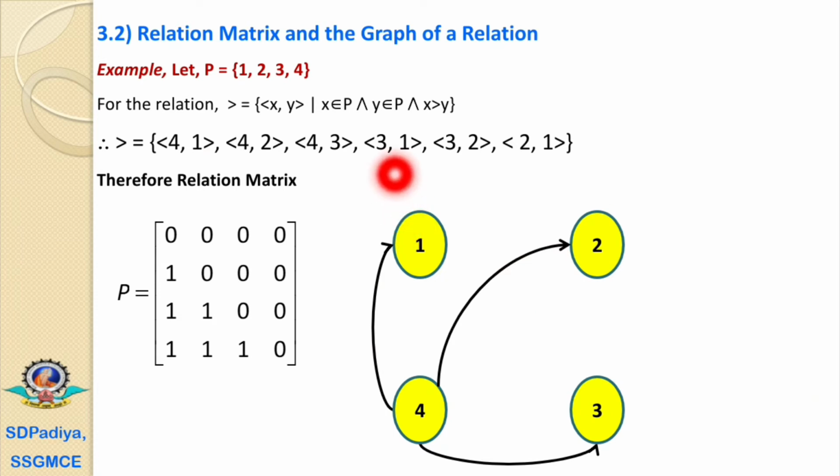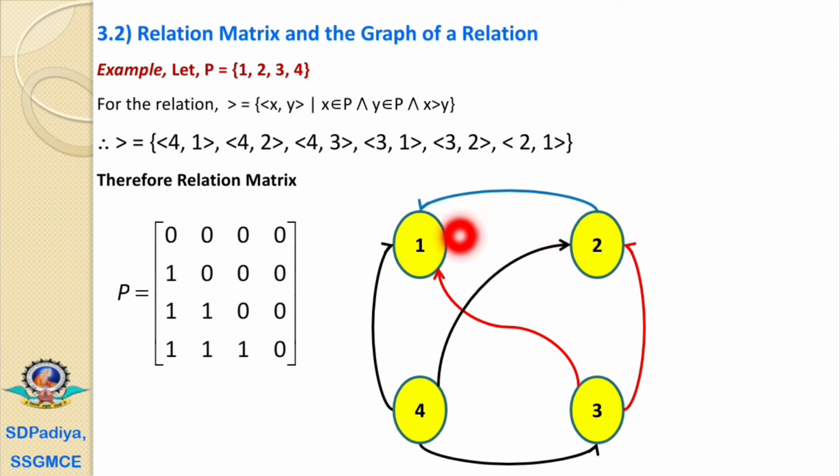The next two ordered pairs are (3,1) and (3,2). That's why we'll connect the 3 with 1 and this 3 with 2. And the last is (2,1). That's why we can connect directly this 2 to 1. This is a graph representation for a given set with a given relation.